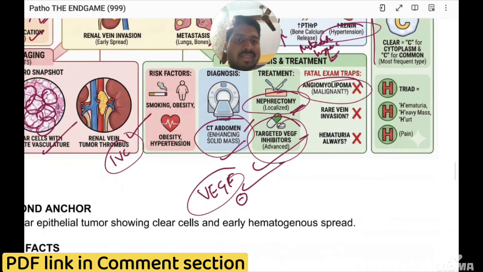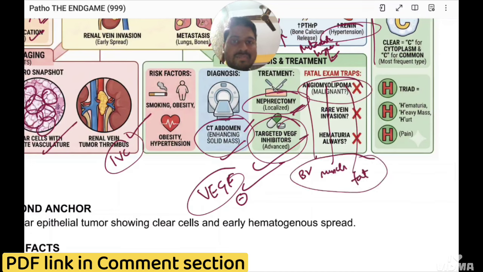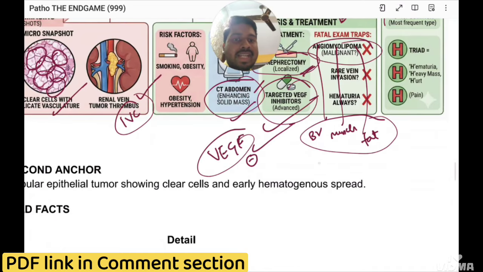It's not malignant. Angio means blood vessels, myo means muscles, that is smooth muscles, and lipoma means fat. So it consists of all these three. It is benign, it is not like liposarcoma. It is angiomyolipoma and not angiomyoliposarcoma. So that's how you remember. It is associated most commonly with tuberous sclerosis.